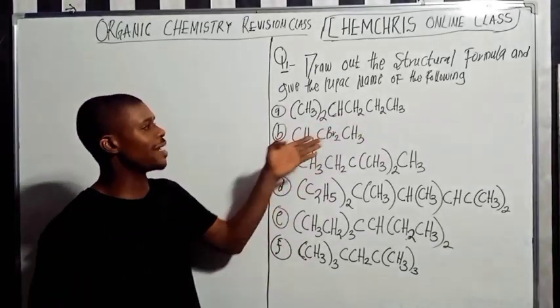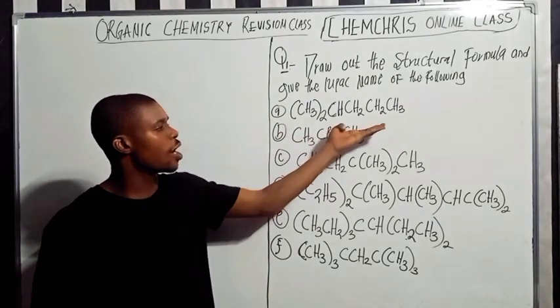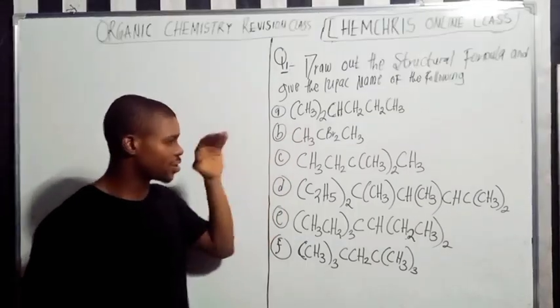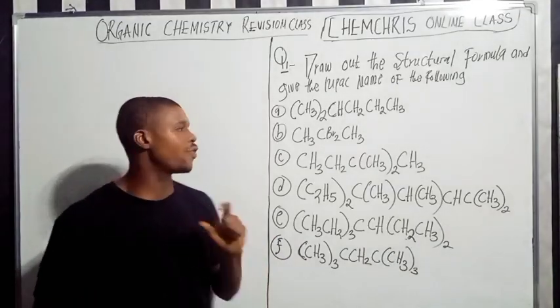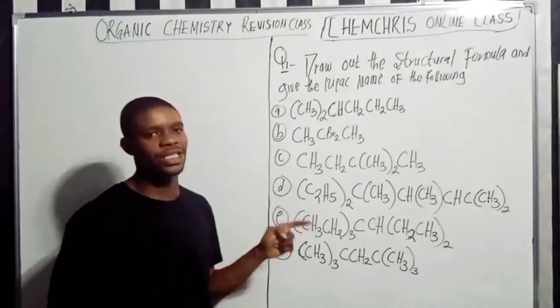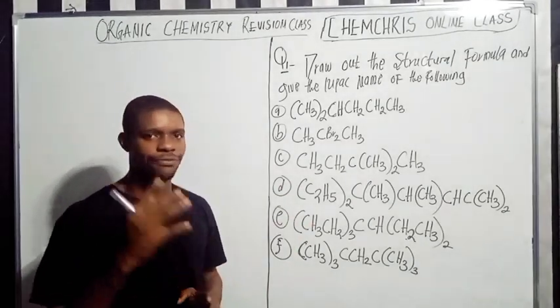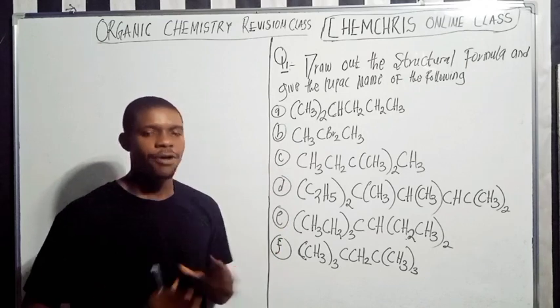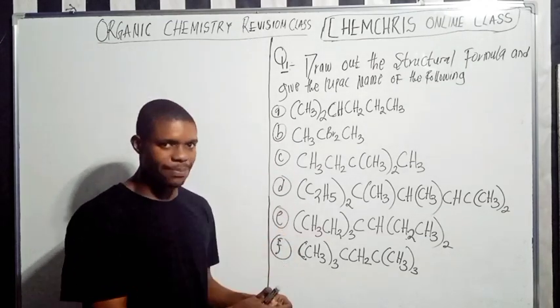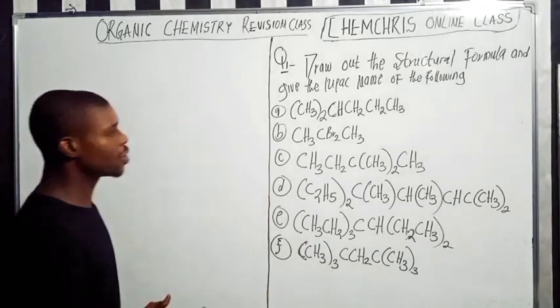So many students have issues drawing the structure of this compound here. First thing, if you want to know how to name this compound, there's no way you can start naming it like this. Therefore, you must draw the structural formula, the fully displayed formula. From there, you can start following the rules of nomenclature step by step. Just that. So now let's get into the first one.